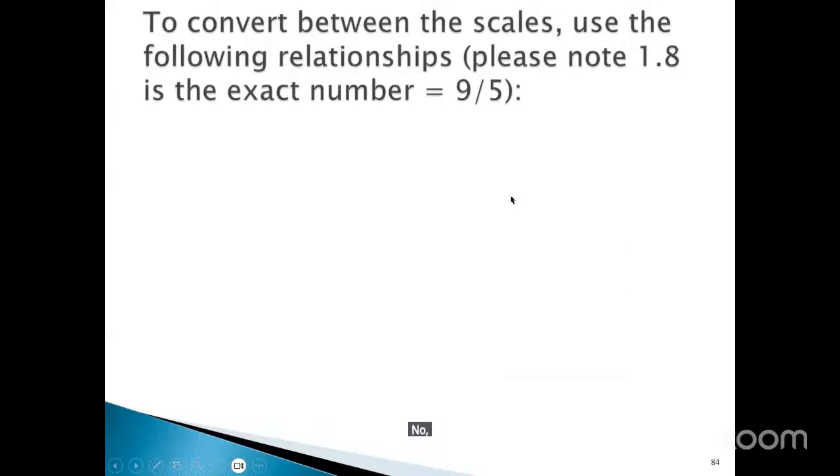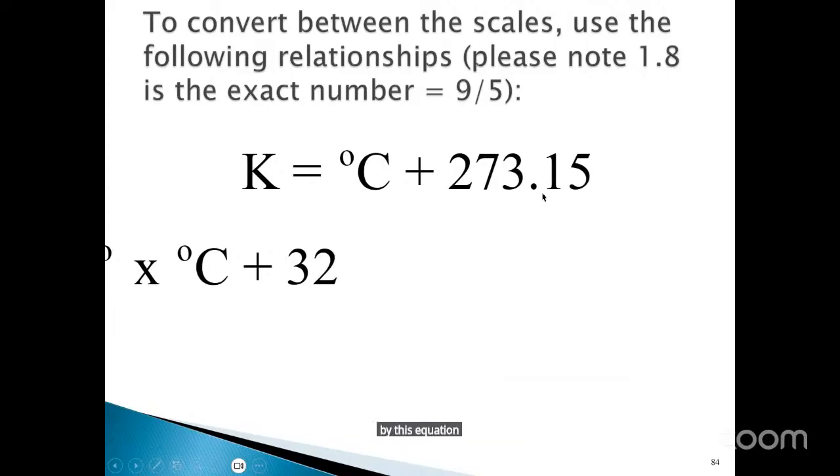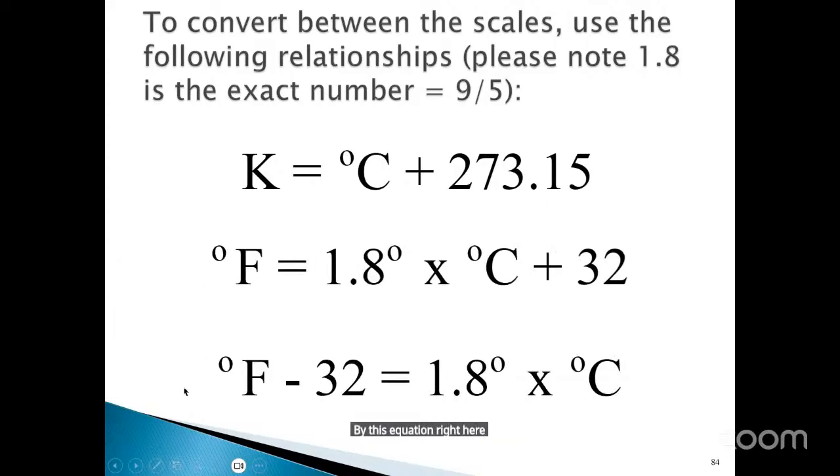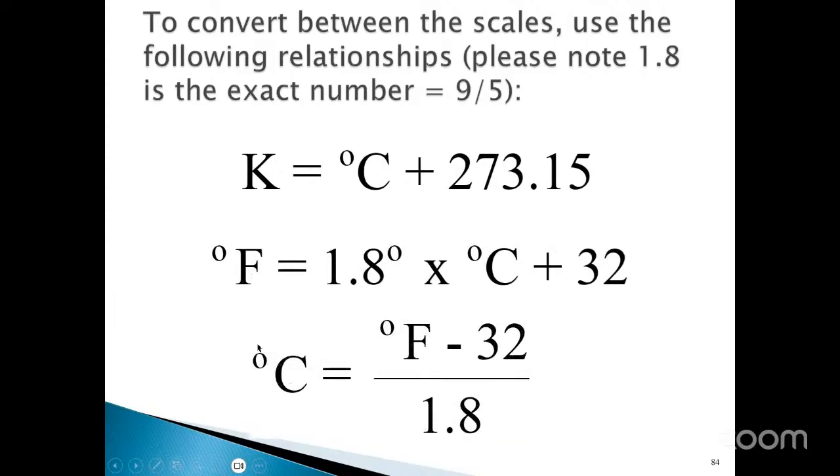Now there's a relationship that exists between the Celsius scale and the Fahrenheit scale, and it is given by this equation right here. This equation will give you the relationship between the Fahrenheit scale and the Celsius scale, all right? And of course, you can rearrange it to get the Celsius value if you know what the Fahrenheit is.